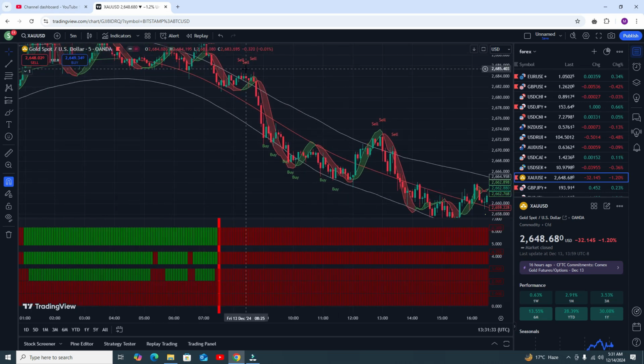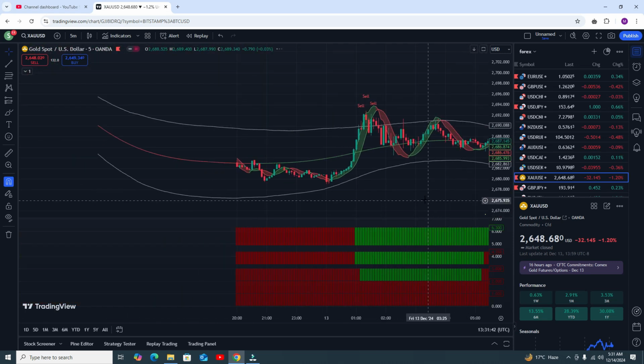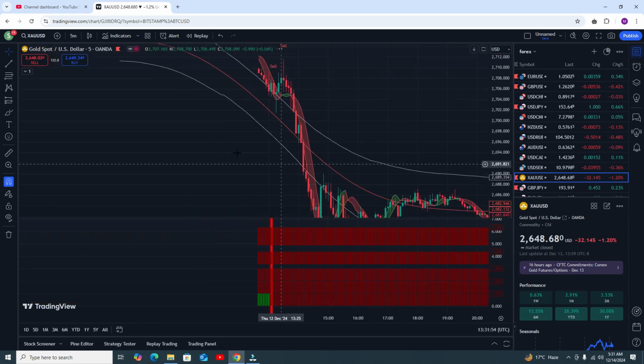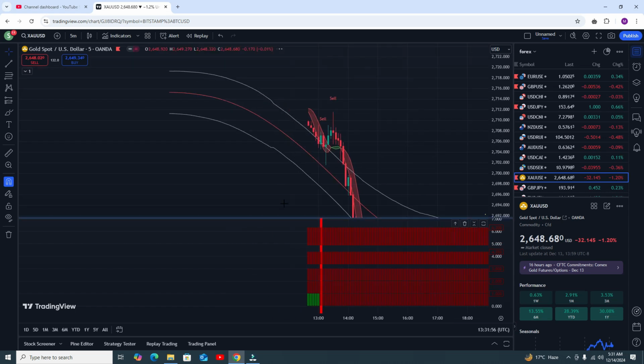Like here you got the sell signal and the volume is strongly red, so you need to go for the sell trade. At this point you can see the volume has changed now. But you do not need to follow this sell signal. Why? Because the volume has changed to green. Let me show you some of the results.